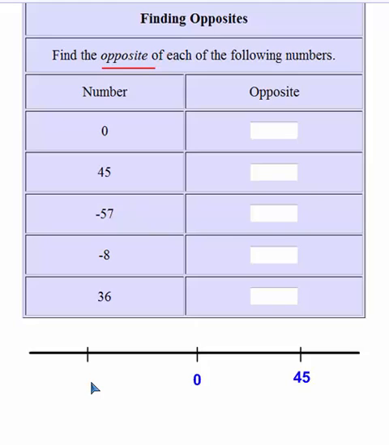And numbers to the left of 0 are considered negative. So the opposite of 45 would be negative 45. The opposite of a positive number is always negative. Now let's look at the number negative 57.